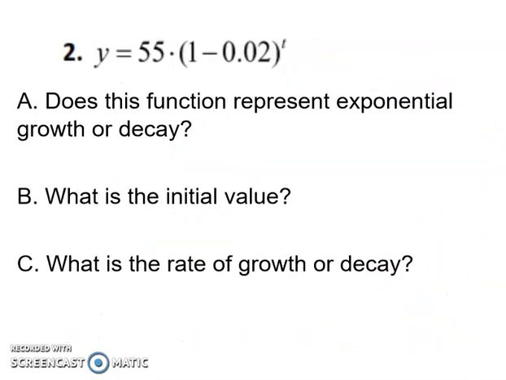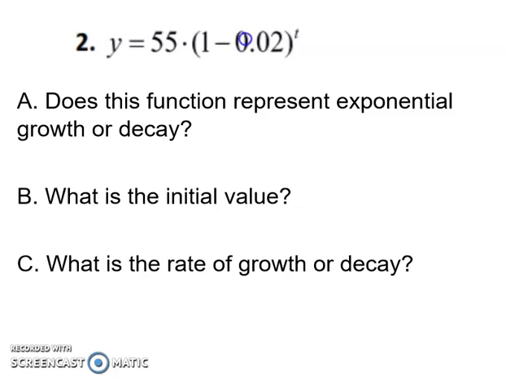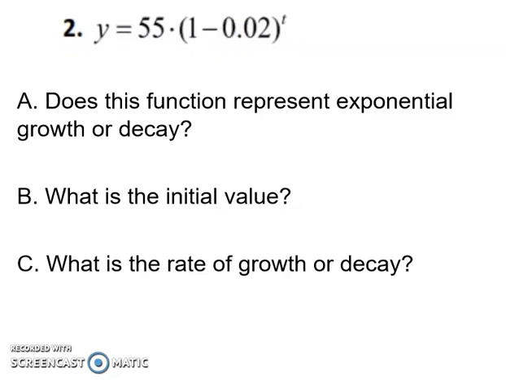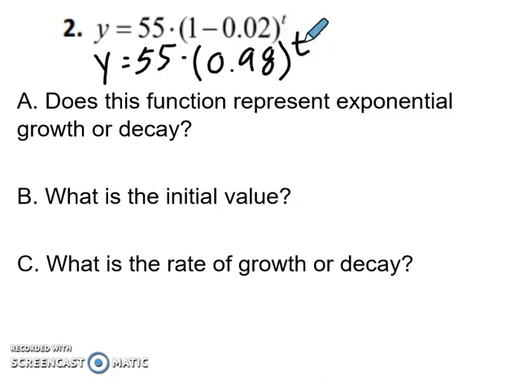Here we go. In this example, we have y is equal to 55 times 1 minus 0.02, all raised to the power of t. And again, we would typically see this as y is equal to 55 times 0.98 raised to the power of t, since 1 minus 0.02 is actually 0.98.